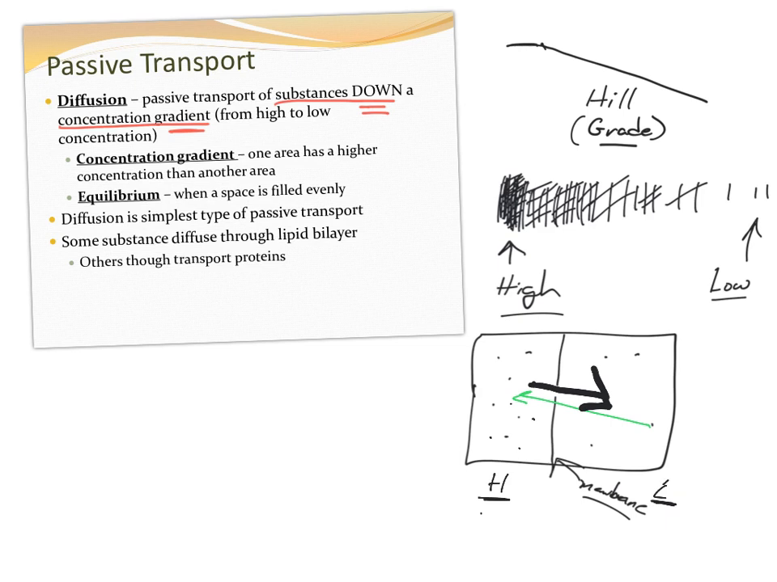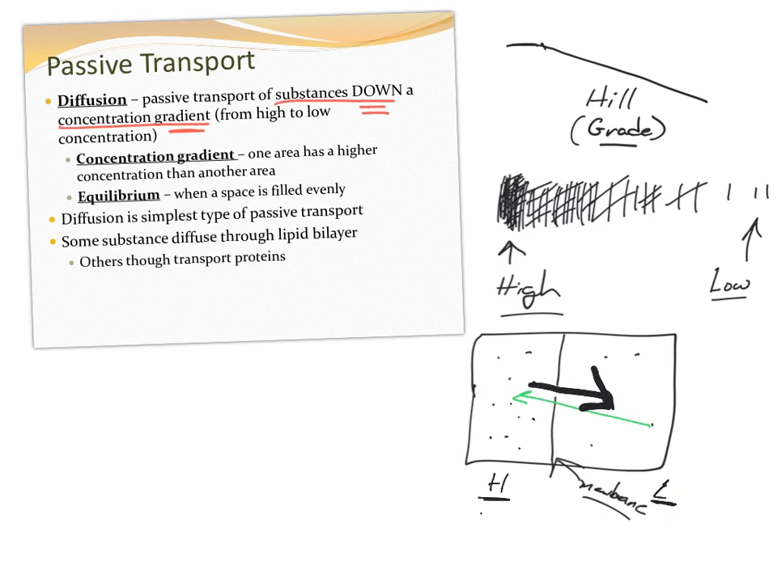Don't confuse it, because it's not always going to be high on the left and low on the right. Sometimes you have to figure out which side is high and which side is low. Is that understood? Okay. So you're going to get most of the movement moving towards the low side. All right, excuse me.